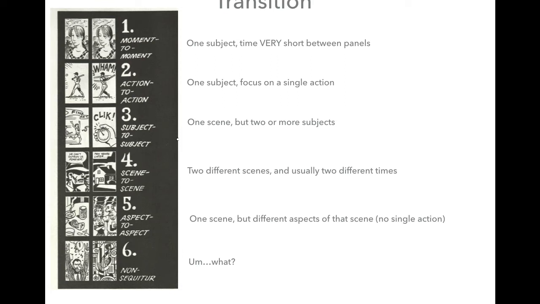Number 5 is aspect to aspect. It's one scene, but different aspects of that scene. You've probably seen this in various other graphic novels. You'll see an image of a forest, and then a close-up of a bird, and then a river running. Now, none of those things are the same, we would think of it as a subject, but it's all different aspects, different views of the same thing. And number 6 is a non sequitur, which is just, right? There's an image of Nixon followed by squiggles. Your brain can make something out of it if you want, but there's no obvious logical connection.